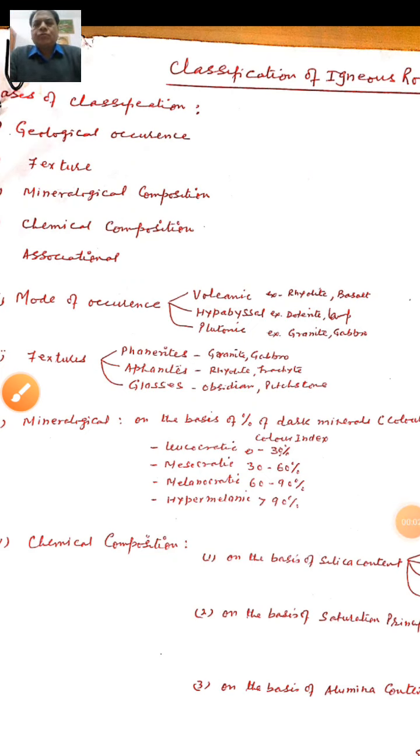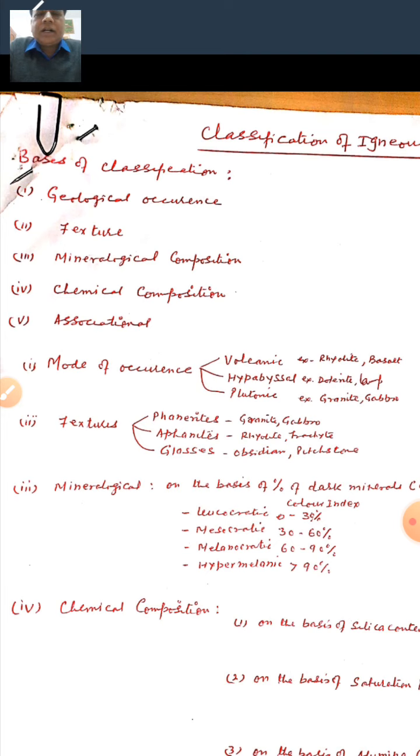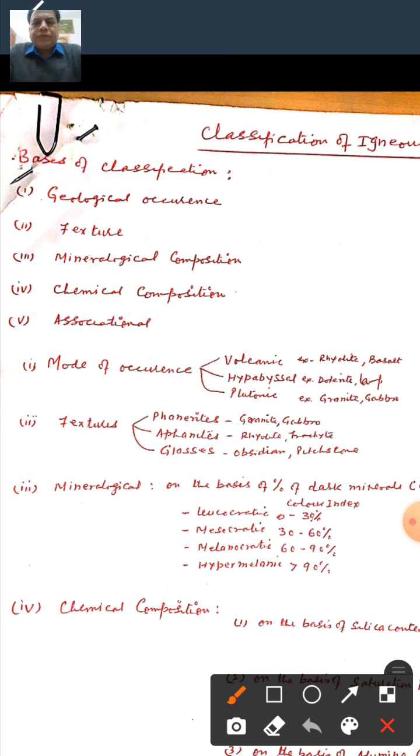Good morning. Today we will be discussing a very important topic of igneous petrology, that is the classification of igneous rocks. For the systematic study of the rocks, classification is necessary, and the various bases of classification are the geological occurrence, or the mode of occurrence. On the basis of mode of occurrence, igneous rocks are classified into three categories.